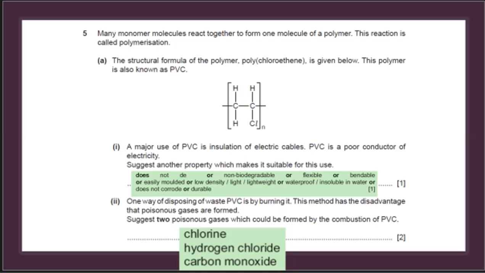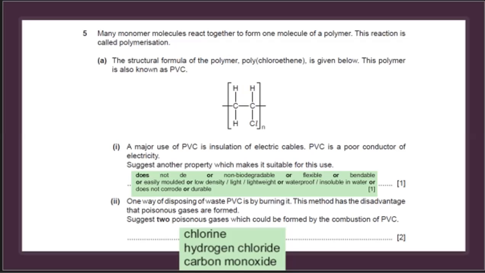So they show you what the unit that is repeated is, which is CHHCHCl, and that unit is repeated however many times. Part 1. A major use of PVC is insulation of electrical cables. PVC is a poor conductor of electricity. Suggest another property which makes it suitable for this.